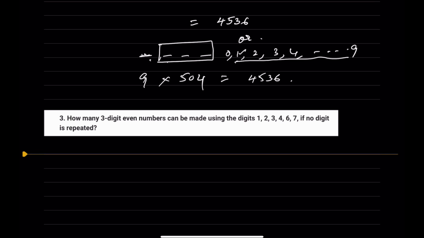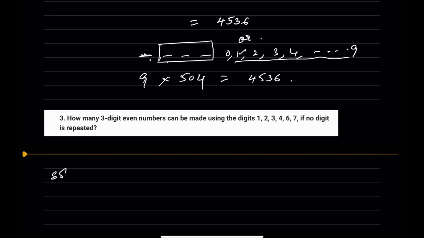Now what is the third problem? We'll see. The third problem is: how many 3 digit even numbers can be made using the digits 1, 2, 3, 4, 6, 7 if no digit is repeated?